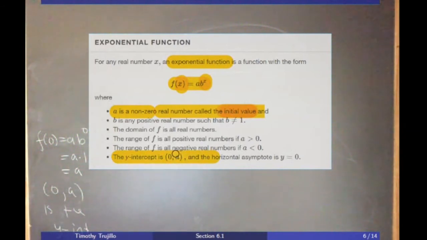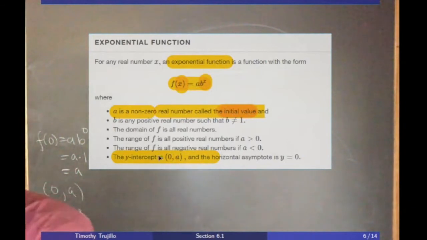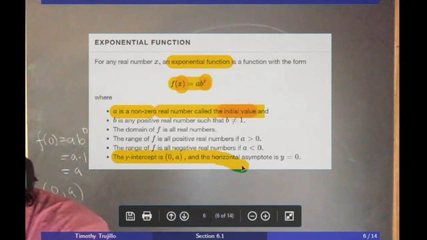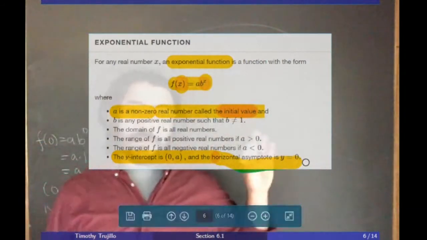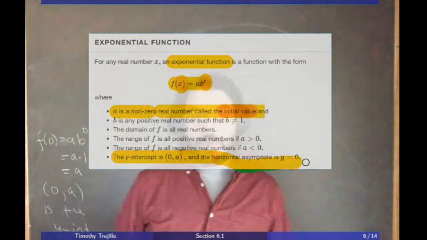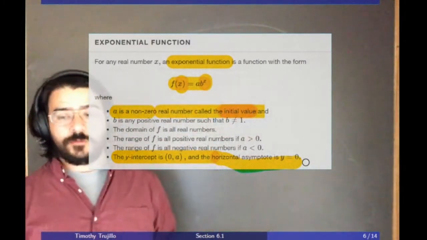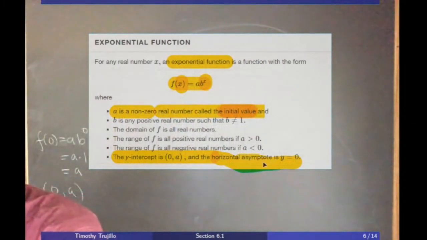Another thing that will always happen, and we'll talk a bit more about this in section 6.2 on Friday, is that there will always be a horizontal asymptote at y equals 0. Either as you go out to infinity or out to negative infinity, one of those two directions on the graph will get closer and closer to 0, depending on whether it's exponential decay or exponential growth. But there will always be a horizontal asymptote.